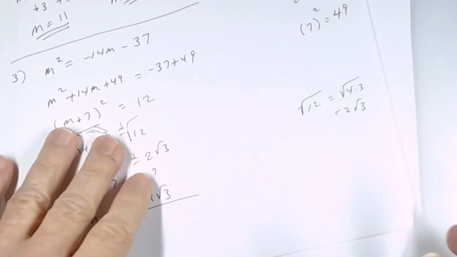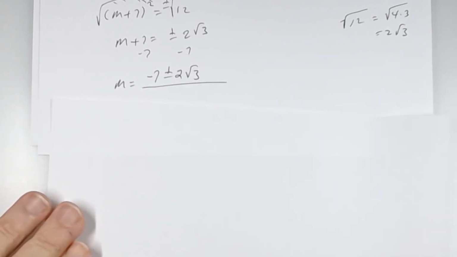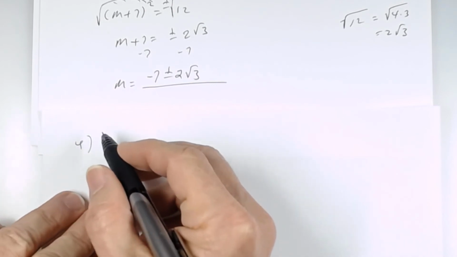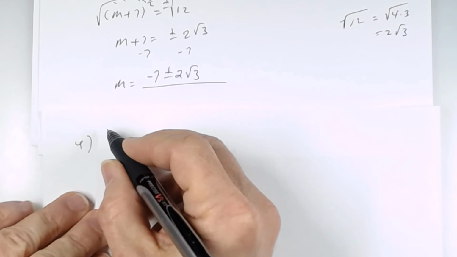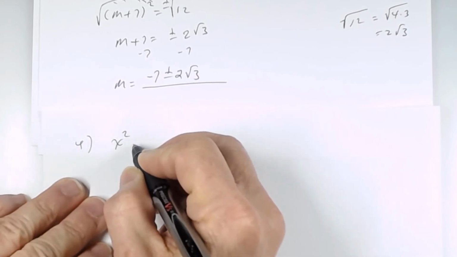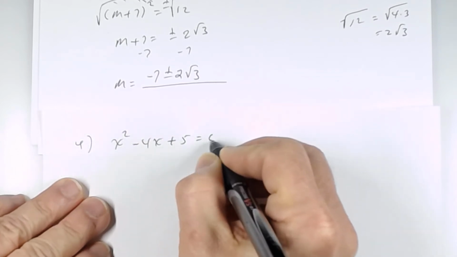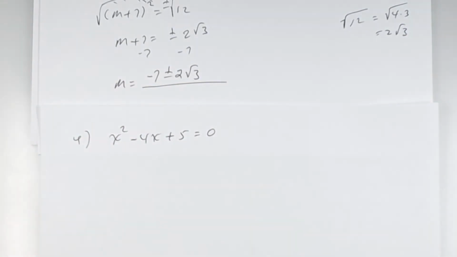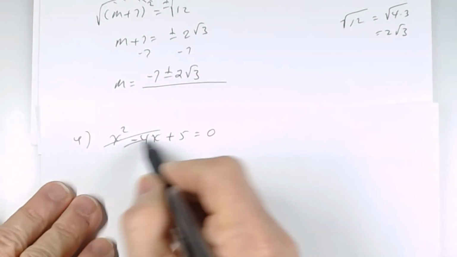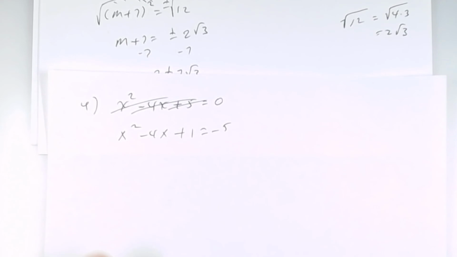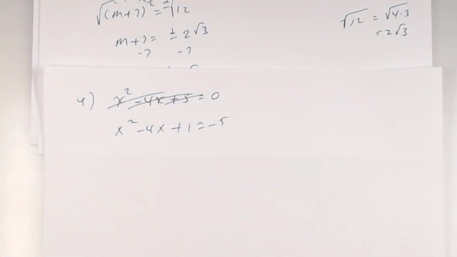Okay, number 4. This number 4, we're going to do one more, and that should be enough for you. Okay, suppose we had x squared minus 4x plus 5 equal 0. Actually, let me do this first. I'm sorry. Let me do this one. x squared minus 4x plus 1 equal negative 5. Let's do that one instead. All right, so that's where I'm at.